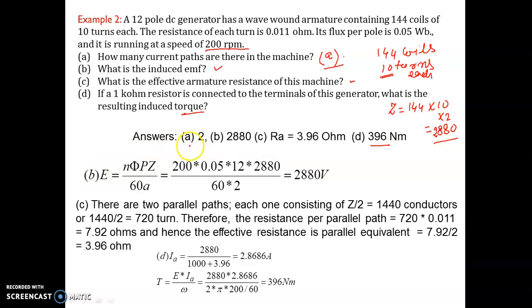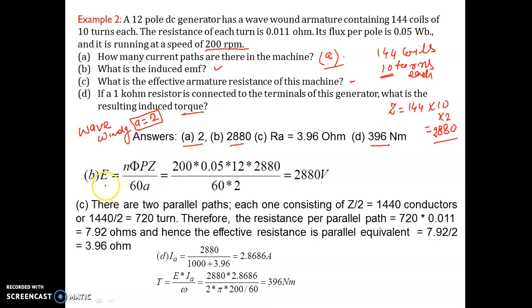First one is how many parallel paths. For wave winding it is fixed that only 2 parallel paths will be there. So parallel paths will be equal to 2. It is fixed. For lap winding it is equal to the number of poles. This is very simple, we can find it very easily. After that, the number of conductors is 2880, which I already found out.